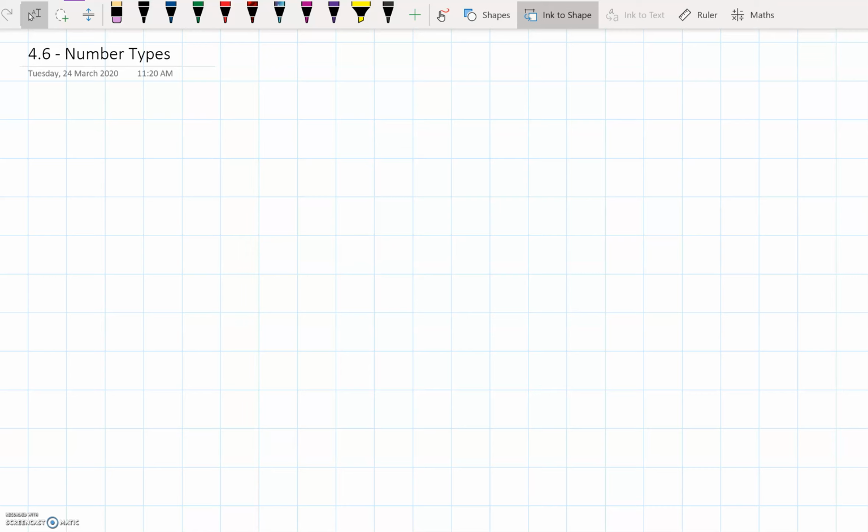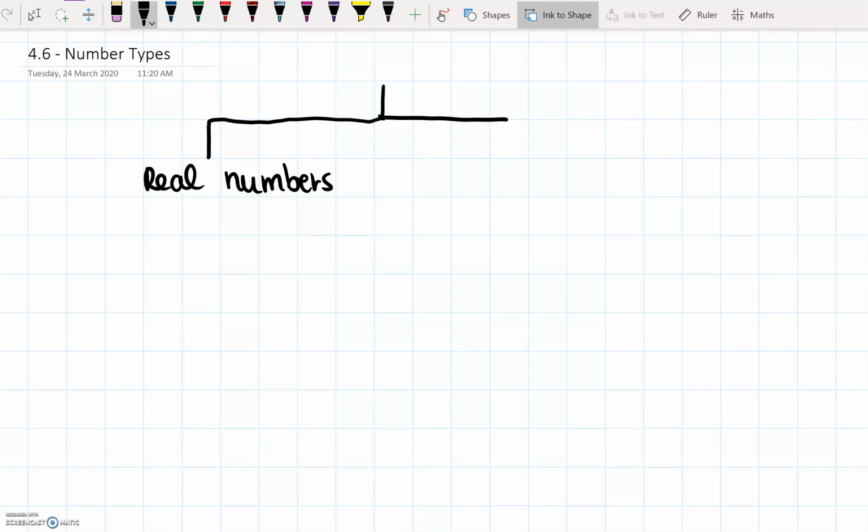Okay guys, what we're going to look at today are number types. Number types are split into a few different categories, and many of them fall within another category. We're going to do this with a sort of flowchart. The first division of the flowchart is into real numbers and imaginary numbers.